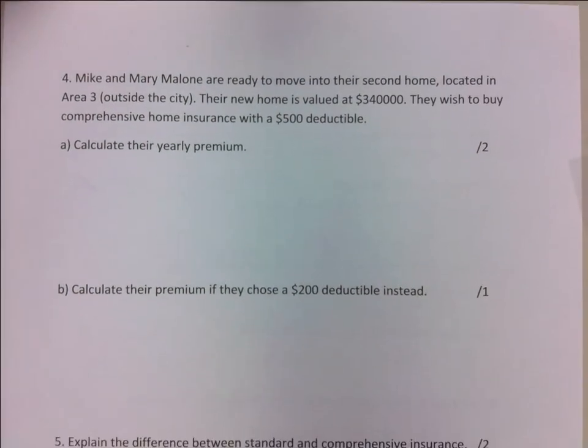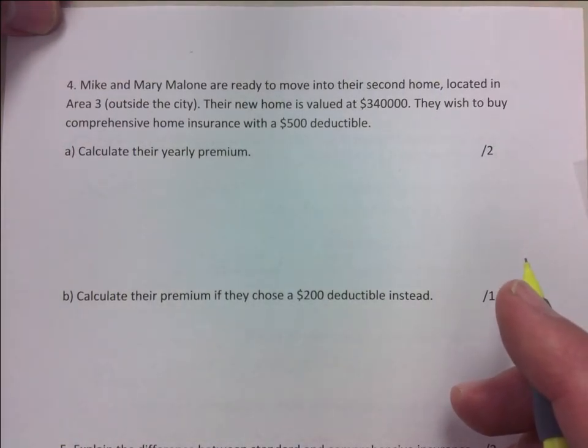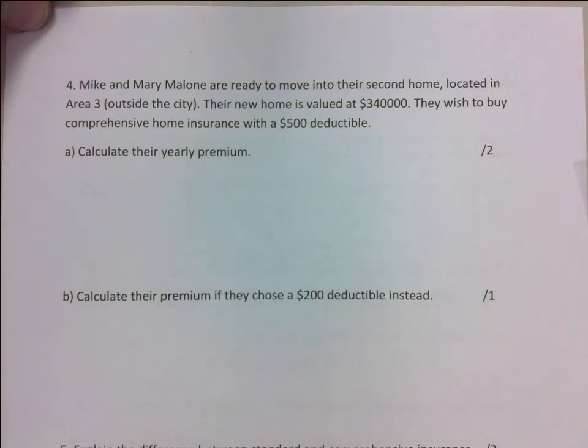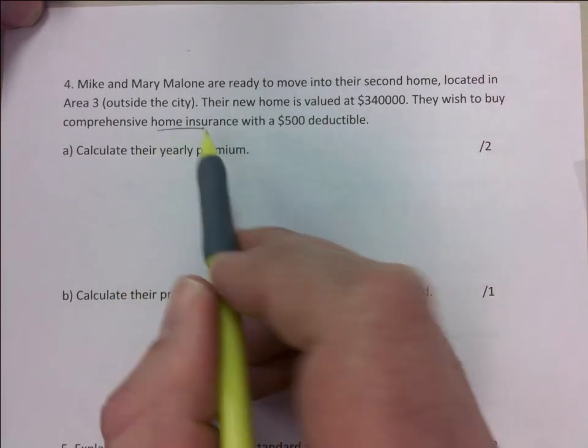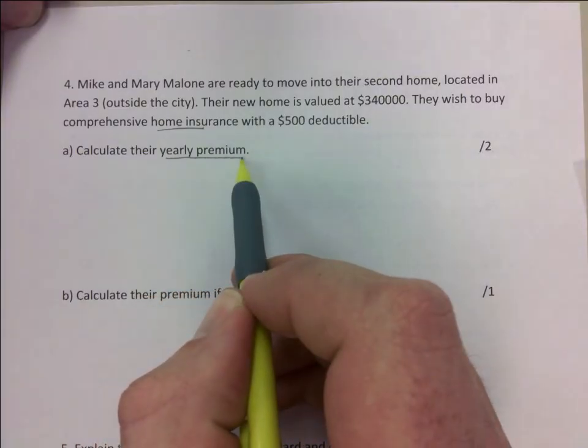Go to the back side. Insurance. It's not saying that we're renting. Okay, it's like a homeowner's insurance. We want the yearly premium.